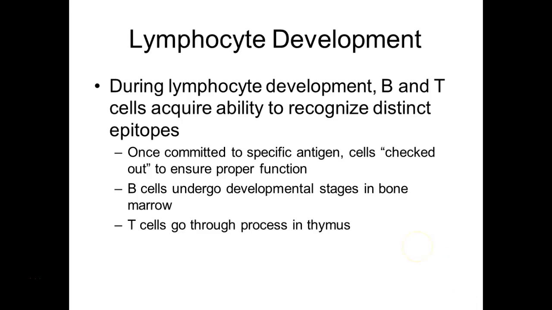So B cells, T cells, remember these are lymphocytes, and they acquire the ability to recognize distinct epitopes. Remember, when we talk about an antigen, we're talking about even just little pieces on that protein or on that bacteria.